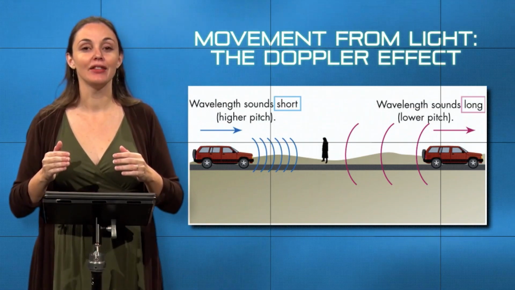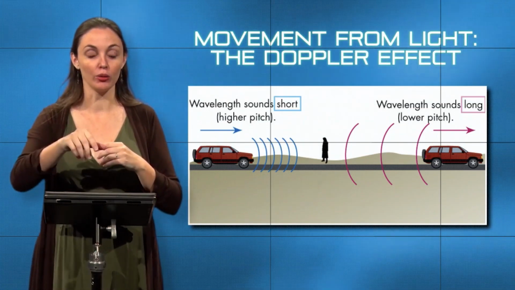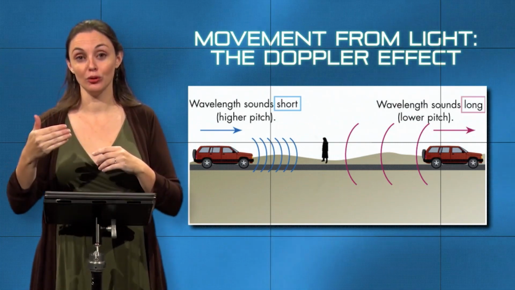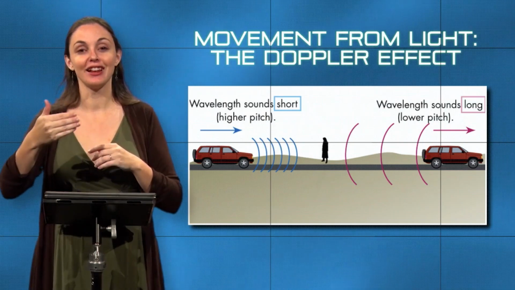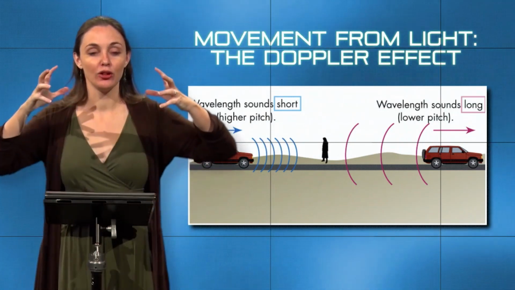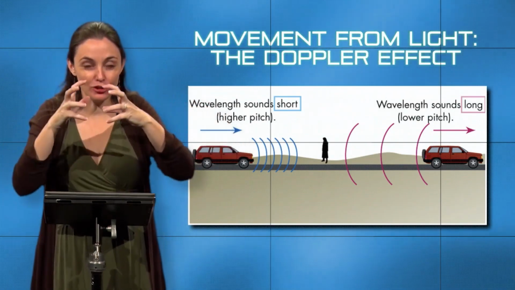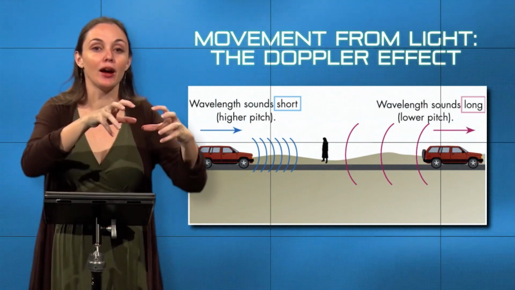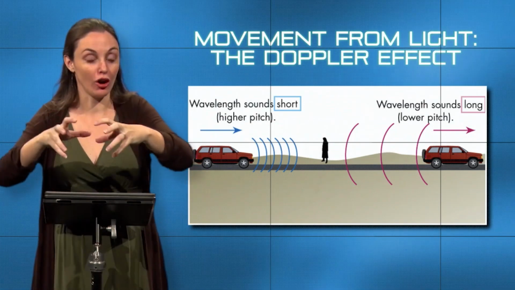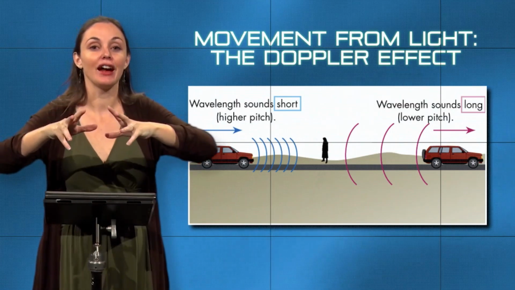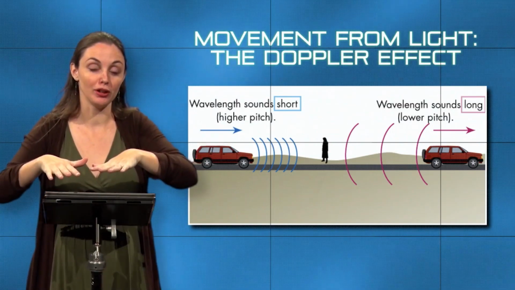But let's say that object was moving, that car was driving around a neighborhood. If it was driving towards you, you actually hear a slightly higher pitch than if the object was stationary, because those wavelengths of sound get bunched up in front of the object as it's moving towards you. If the ice cream truck is moving away from you, then that actually creates a lower overall pitch.